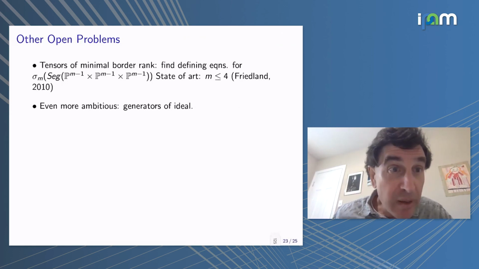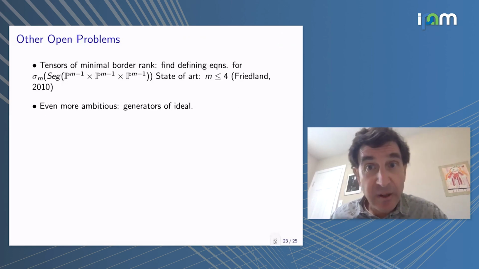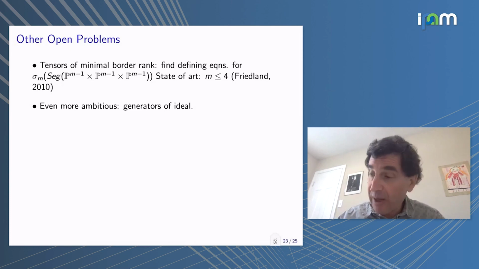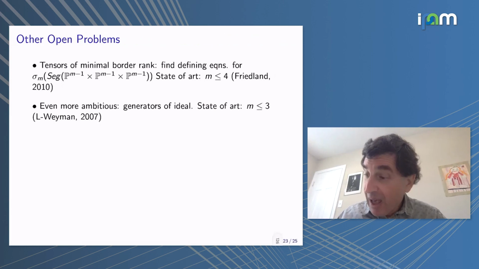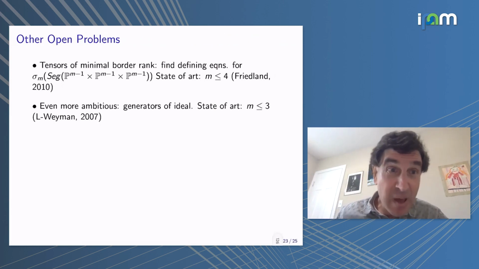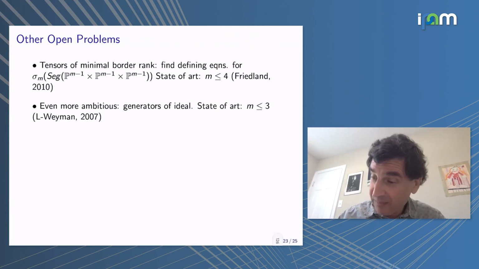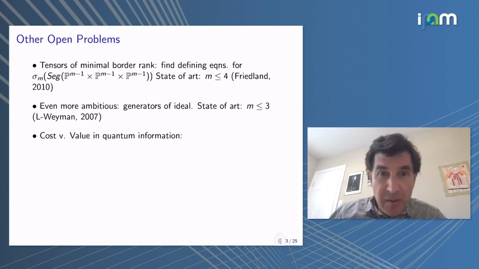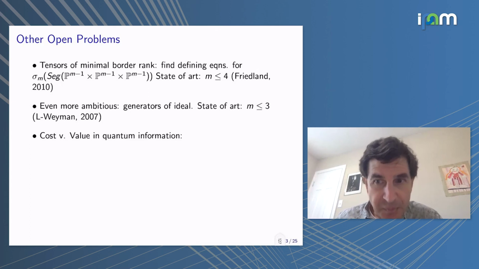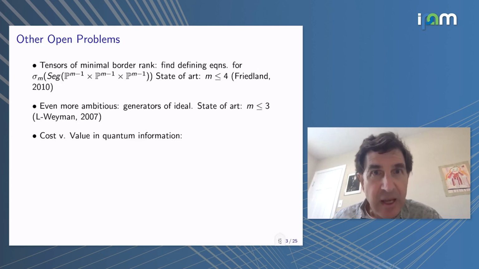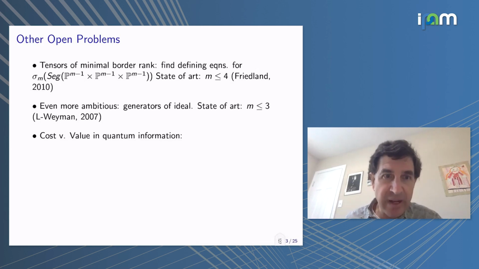You could be even more ambitious in the spirit of algebraic geometry and ask for generators of the ideal of tensors of minimal border rank. And that's only known for M up to 3. And now I'm going to shift gears completely and talk about quantum information theory, about something I wanted to talk about last time and I ran out of time.